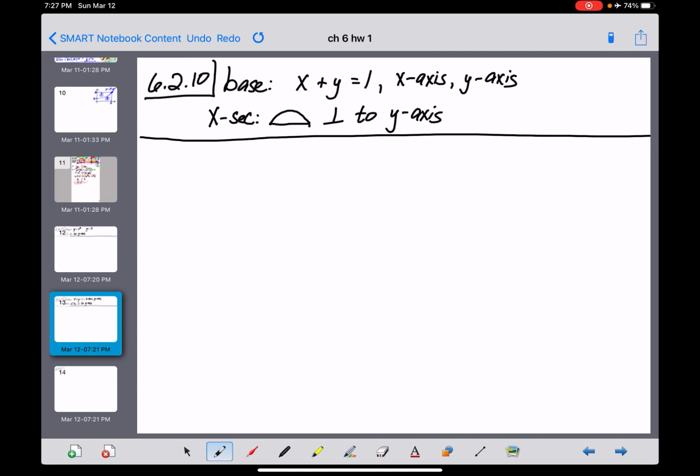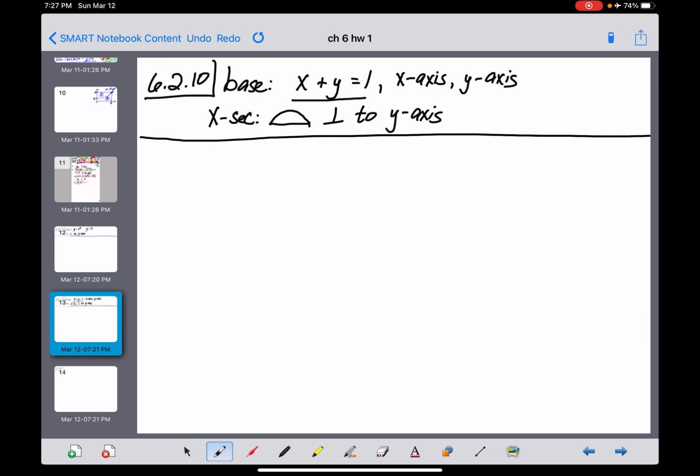Number 10 here deals with the second type of volume problem we're doing in 6.2, where we're building a base and then building similar cross sections up out of that base. Kind of like drawing or building a concrete foundation and then building something up into the z-axis direction from that. So our base here is given to us by x plus y is equal to 1.